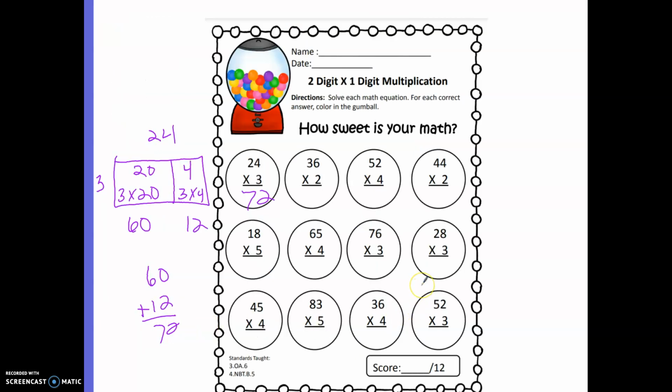Now listen, you don't have to do both of these worksheets in one day. You can do one tomorrow and maybe one the next day. They're just some extra practice so that you feel very comfortable multiplying a 2-digit number by a 1-digit number.